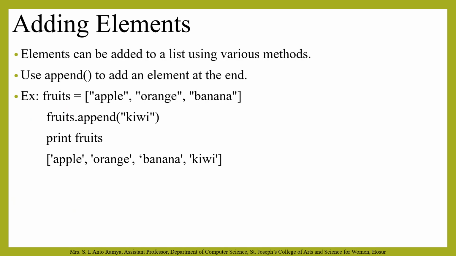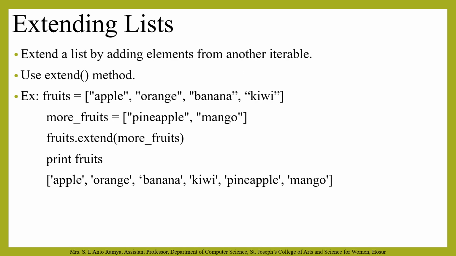Next is adding elements. We can add elements inside the list using the append method. So here we are having an example. Fruits is equal to apple, orange, banana. Fruits dot append of kiwi. So append will always add values to the end of the list. So here the end of the list is banana. So it will be apple, orange, banana and then kiwi will be added. So when we print fruits, we can see the output: apple, orange, banana and kiwi.